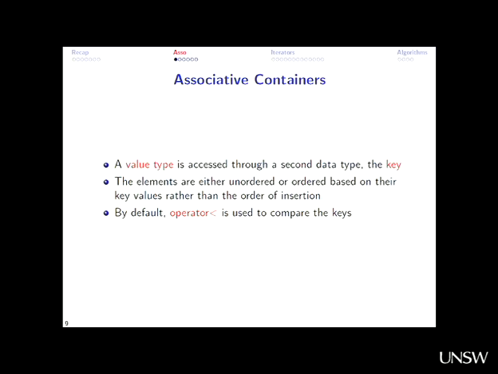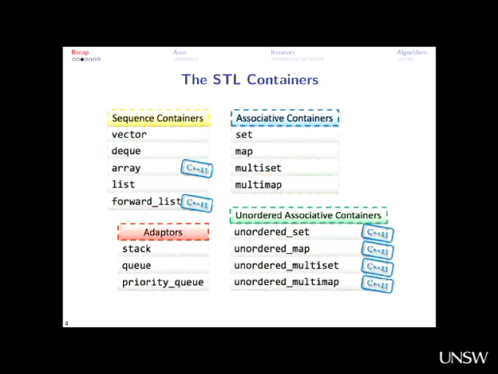Okay, so what containers do we have? If we go back a couple of slides, we had associative containers being a set, a map, a multi-set, and a multi-map. Now, can someone very quickly tell me what a set is?